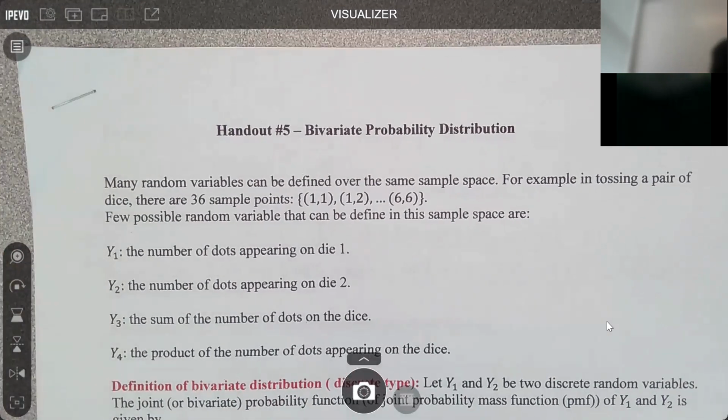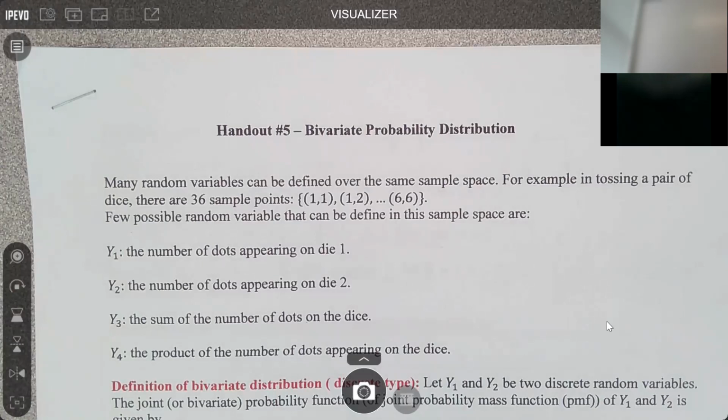Okay. Now, with this, we finish chapter 4 for the continuous case. Okay, and now we are going to start the bivariate system.